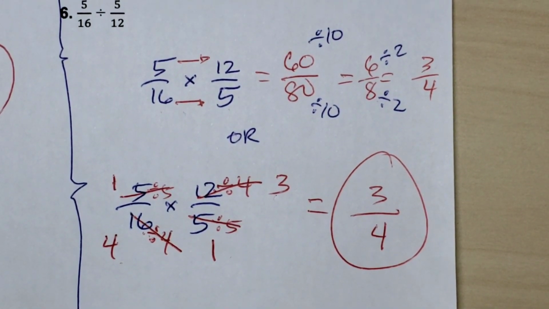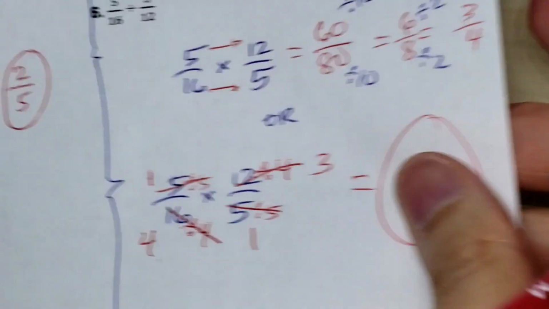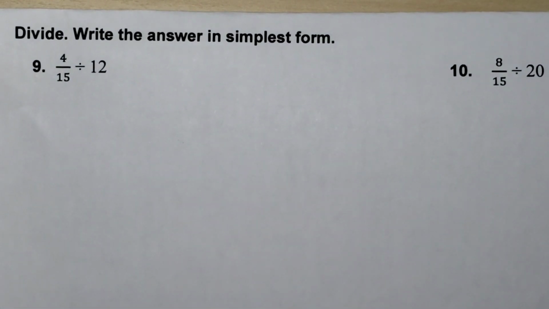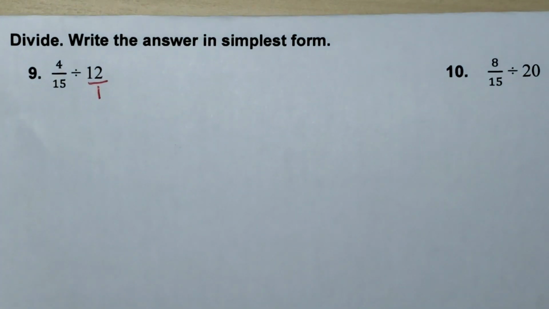So what if it's a whole number? So we're dividing fractions by a whole number. If it's a whole number, we can use the same methods, because a whole number is the same thing as an improper fraction, which is 12 over 1.